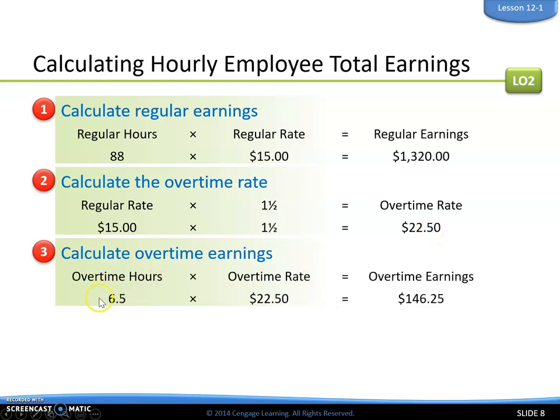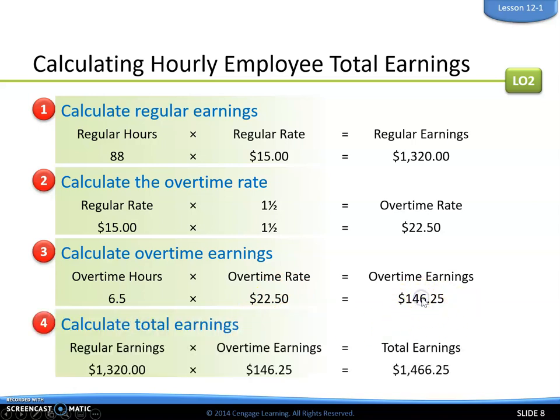Then we're going to take our overtime hours times that overtime rate to get our overtime earnings. Now to get our total earnings, we're going to take our regular earnings, that should not be a times, plus our overtime earnings to get our total earnings for that pay period.